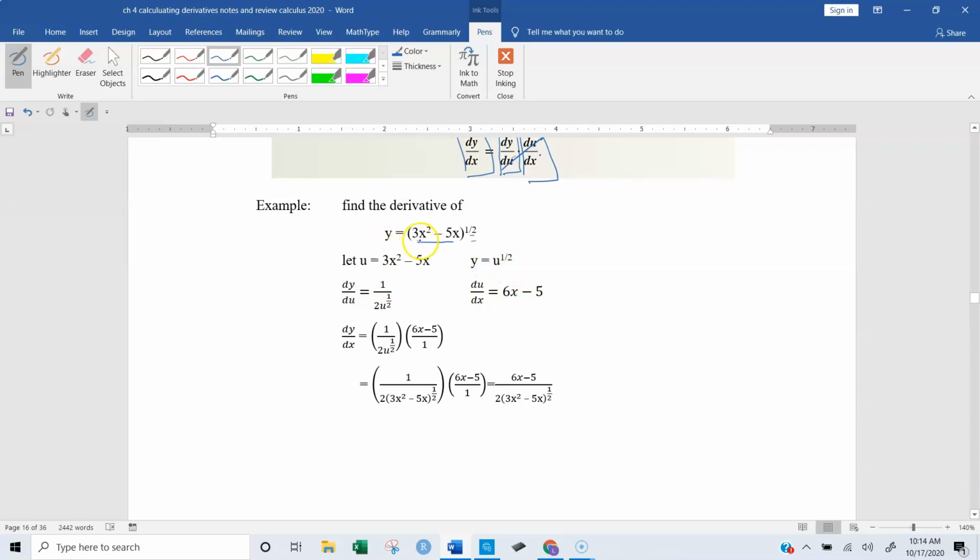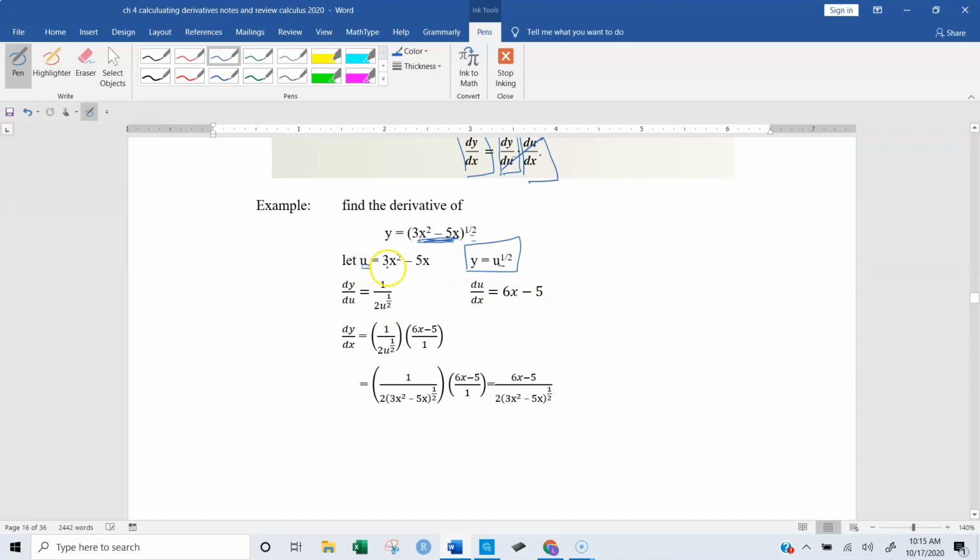So the first thing we're going to do is let this inside be my function u. That means my composition then is u to the 1/2 power. Good to this point. So now I have to define the derivative of y with respect to u. That's just 1/2 u to the negative 1/2, right? And rewritten, the 2 is in the bottom, and u to the 1/2 goes to the denominator.